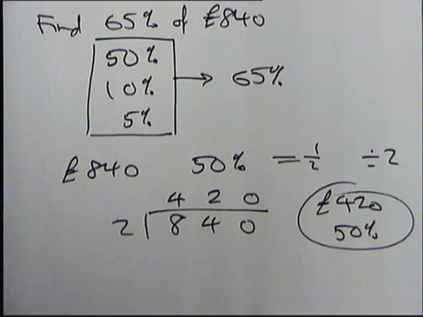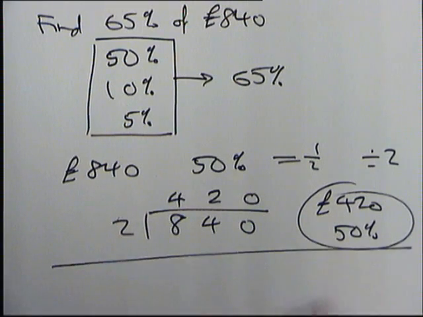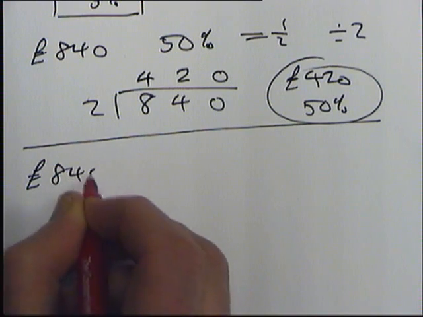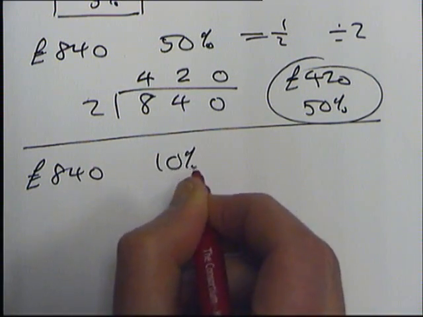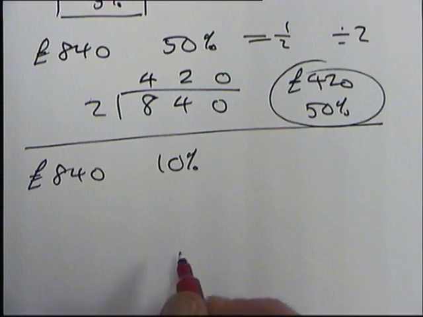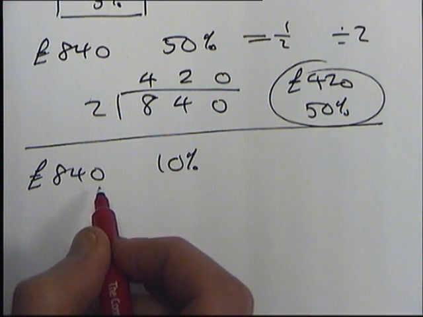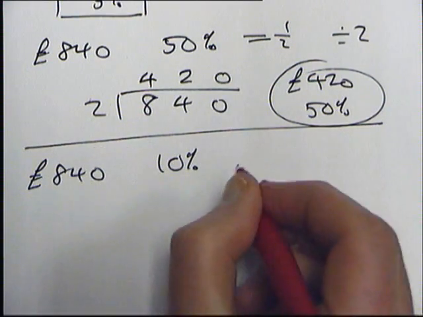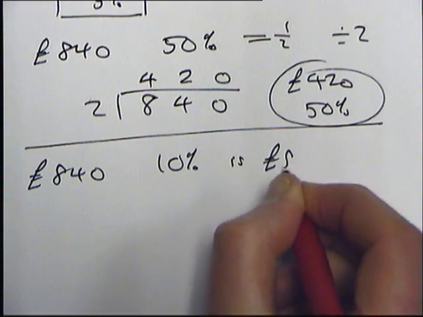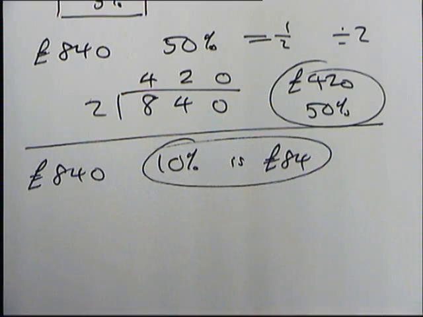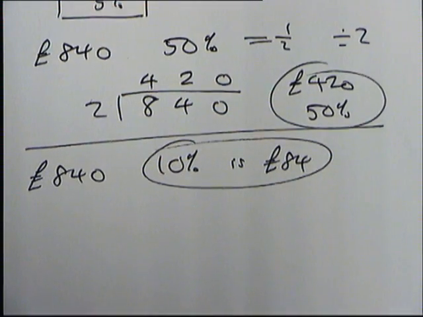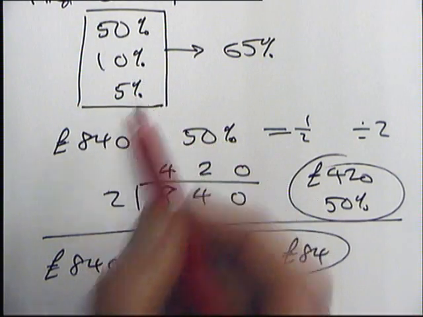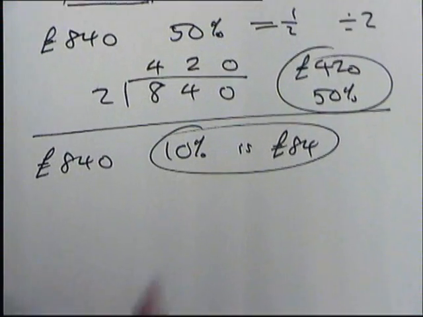Next thing I needed was 10%. So if I'm starting again with £840 and I want 10% of it, if your number ends in naught, you just knock that naught off. So 10% will be £84. So I've now got that other piece of information. So I've got my 50%, my 10%, I've got to get my 5%.